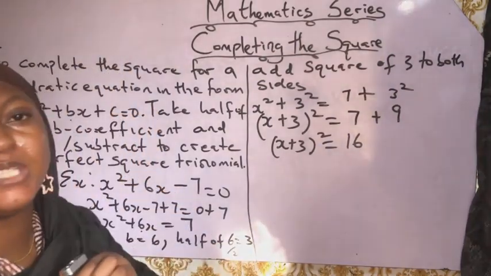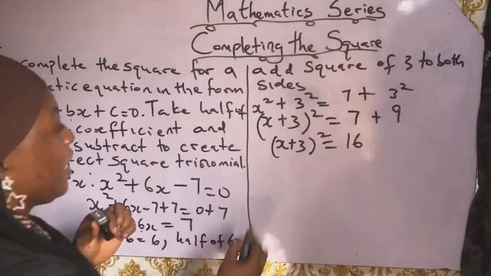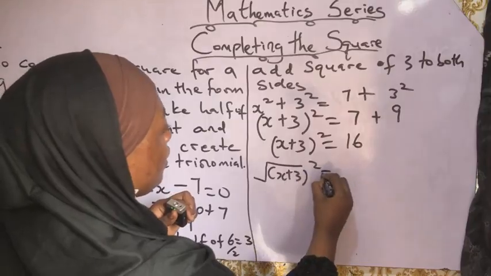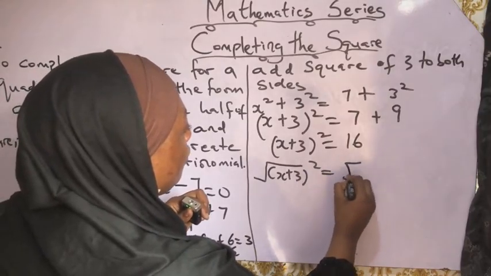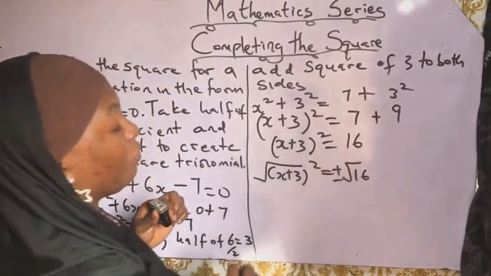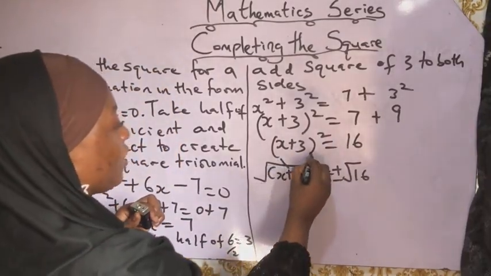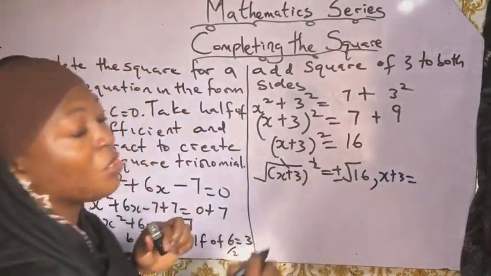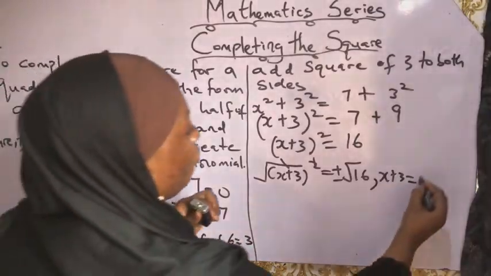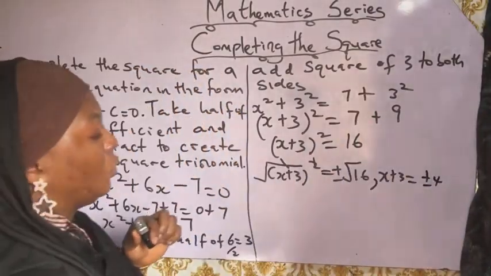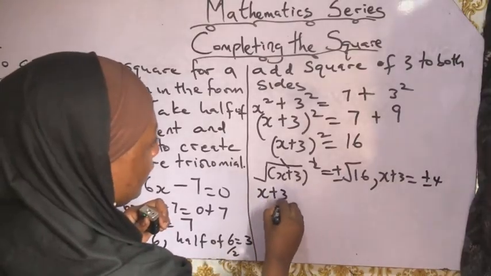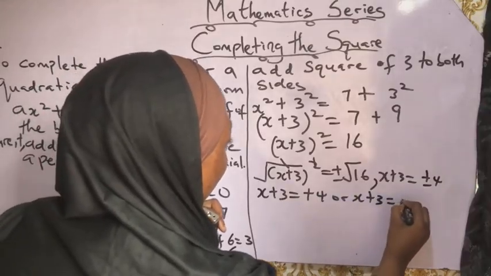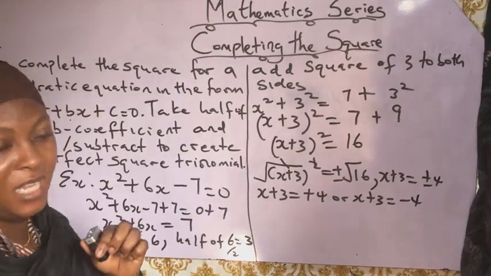So the next step is to take the square root of both sides. So this will be the square root of x plus 3 squared is equal to plus or minus the square root of 16. So the square root cancels the square. So you have x plus 3 is equal to, now the square root of 16 is 4, so you have plus or minus 4. Good. So x plus 3 is equal to plus 4, or x plus 3 is equal to minus 4.